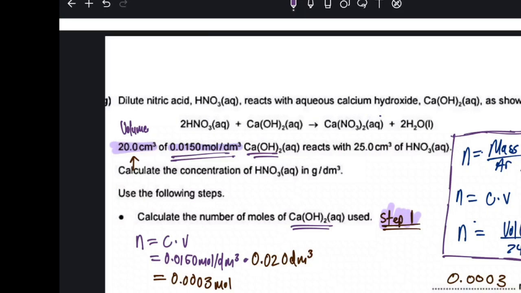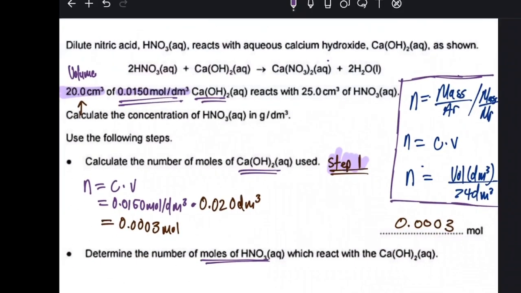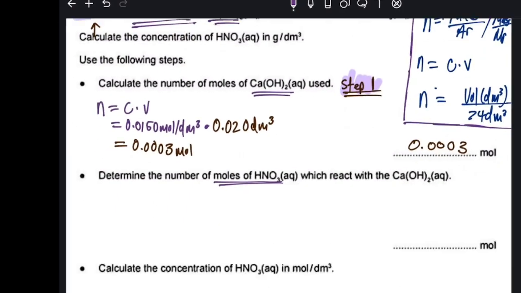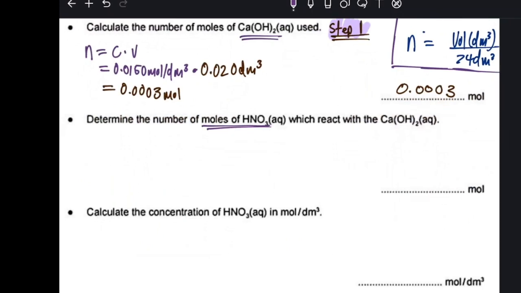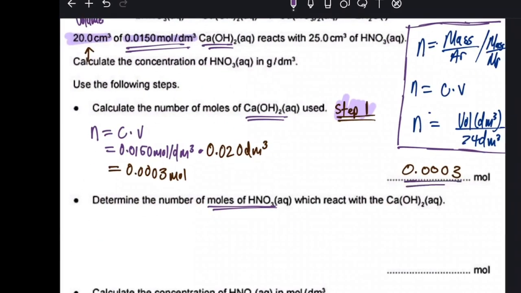So now, the very first time they ask you for moles, you use one of the three formulas. Everyone in here should know the three formulas for stoichiometry. We use them in step 1 and we use them in step 3. Step 2, when they ask us for moles again, we don't use this. We use the equation, but you must start with the moles which you just found. You now want number of moles for HNO3.